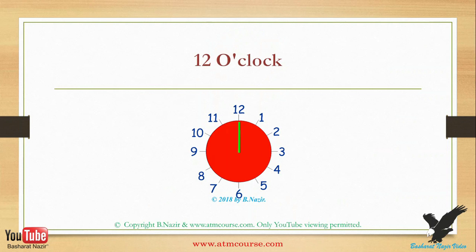This clock is reading 12 o'clock, because the big hand is pointing to the 12 and small hand is pointing to 12. Now you say 12 o'clock.